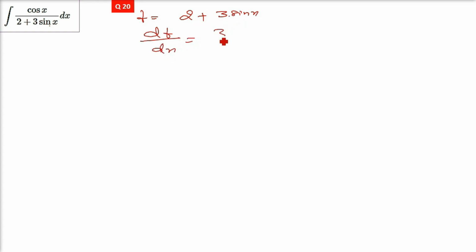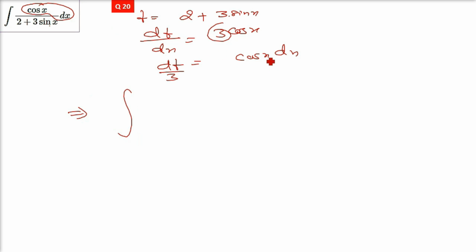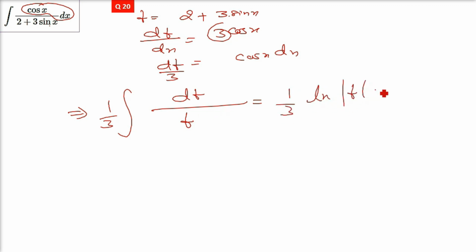Now differentiate it. dt by dx will be 3 cos x. So this cos x into dx is what? Now multiply this. dt will be equal to cos x into dx, and this 3 will come in the denominator. So wherever you have cos x into dx, just write dt by 3. 1 by 3 you can take just outside the symbol of the integration, and dt divided by t. Now you know the standard result, which you have been doing for almost 20 questions now. So this will be 1 by 3 ln modulus of t. So what was t? You have to replace it by 2 plus 3 sin x. So 1 by 3 ln 2 plus 3 sin x, and then the constant of integration. This is your final result.